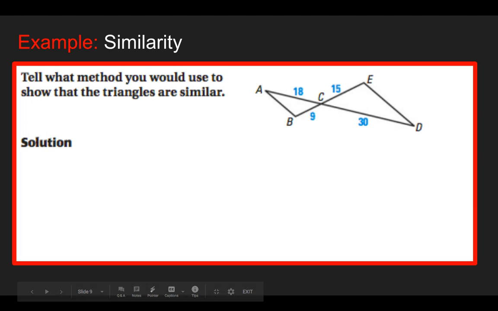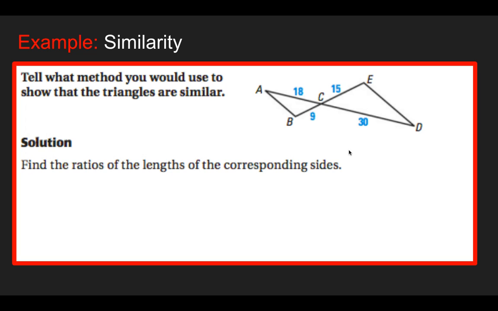Tell what method you would use to show that the triangles are similar. We have two sides. We know nothing about the third side. We don't know if these are parallel, so we're not going to be able to use alternate interior angles in this case. But we do know that angle ACB and angle ECD have to be congruent because they are vertical angles.